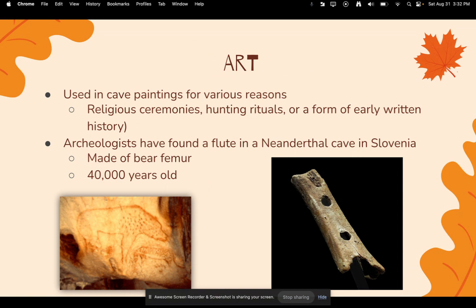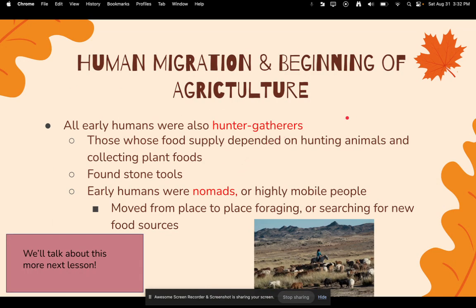Archaeologists have found a flute in a Neanderthal cave in Slovenia, which is in the Balkans, and it was made from a bear femur, and that was 40,000 years old. Think of that, a 40,000-year-old flute. So those Neanderthals were making music, just as the music we listen to today.